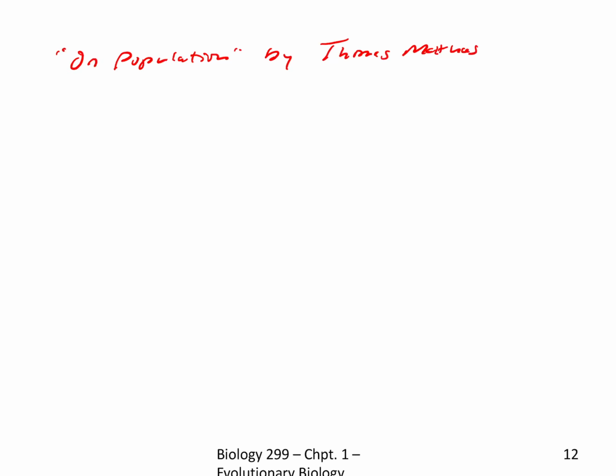So Darwin reads On Population by Thomas Malthus, and he realizes resources are limiting. He already knew that individuals will produce far more offspring than will survive, typically, and that individuals, even related individuals, will vary in their characteristics. This led him to the idea of natural selection as the driver of evolutionary change.